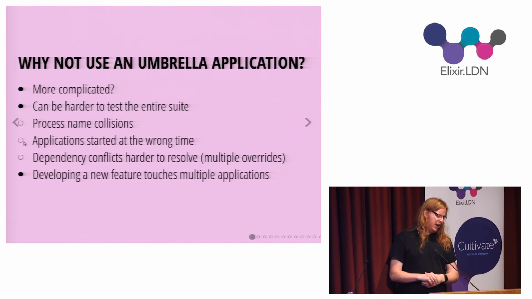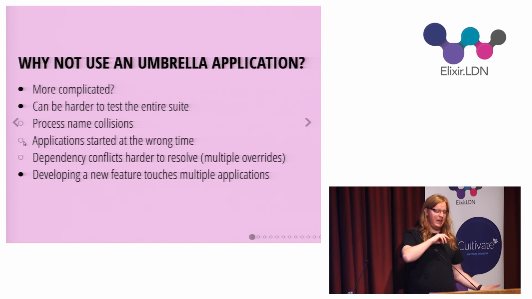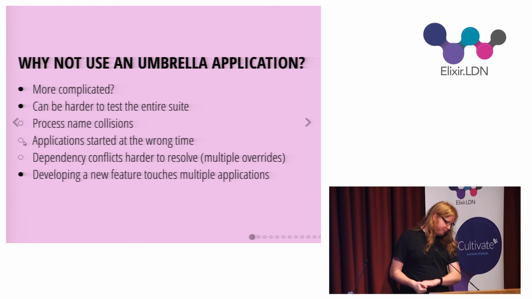For example, if you've got one application in your umbrella that starts up and registers itself under a name, and then you've got another application that's using that as a dependency, it starts up and tries to register the same name, then you'll get a collision. And you also maybe have applications started when you don't expect them to start. And the other big one is dependency conflicts can be harder to resolve. So maybe you've got one application using Poison 1.5 and one using Poison 1.2. You're going to have to use the override true flag liberally to pick one.